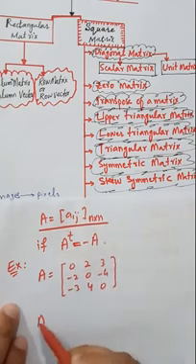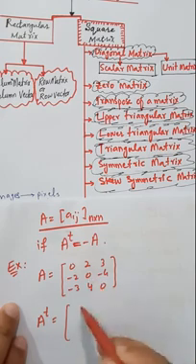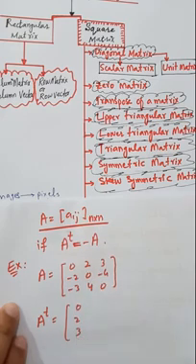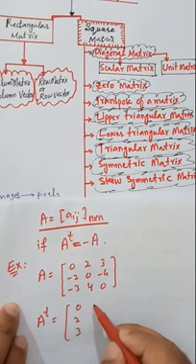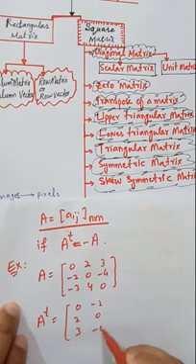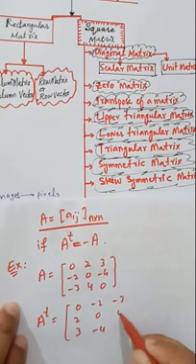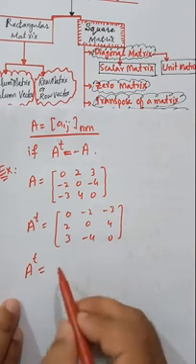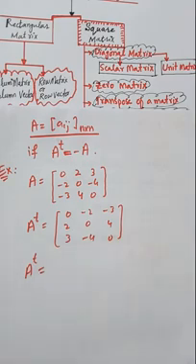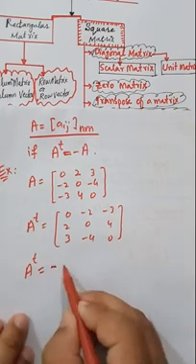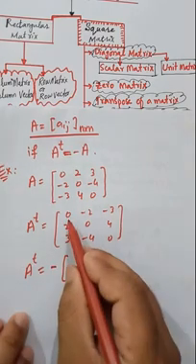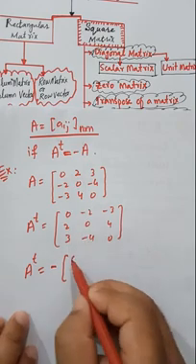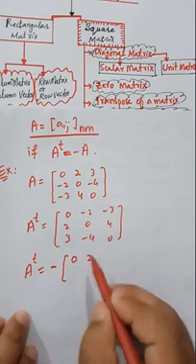Now take the transpose of this. The first row will be converted into the first column, the second row into the second column, and the third row into the third column. Now take minus common from this matrix. Taking minus common means you need to take minus common from each element. So you write minus here. This is plus 0, so it becomes minus 0, and minus 0 means 0. This is minus 2, so that becomes plus 2.